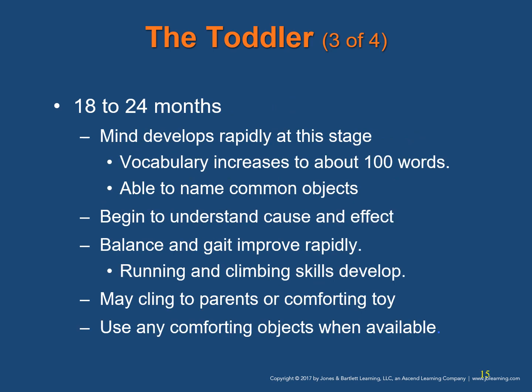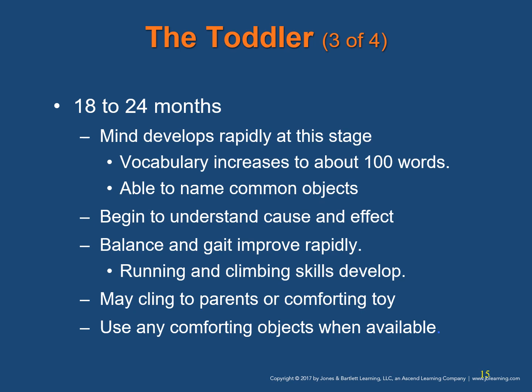18 to 24 months. The mind of the toddler develops rapidly. Vocabulary will increase from 10 to 15 words to about 100 words. They will be able to name a common object that you point to. Toddlers begin to understand cause and effect. Balance and gait improve rapidly at this stage. Running and climbing skills develop.